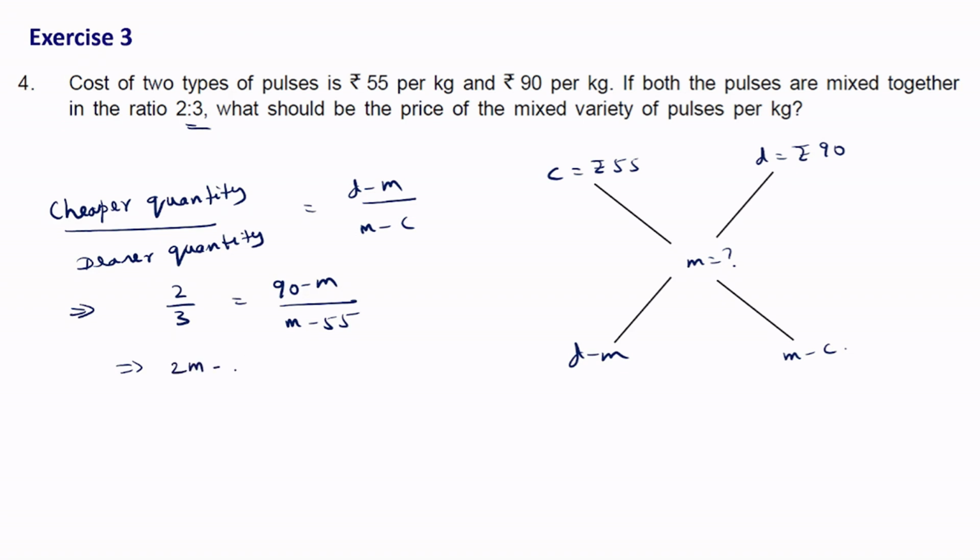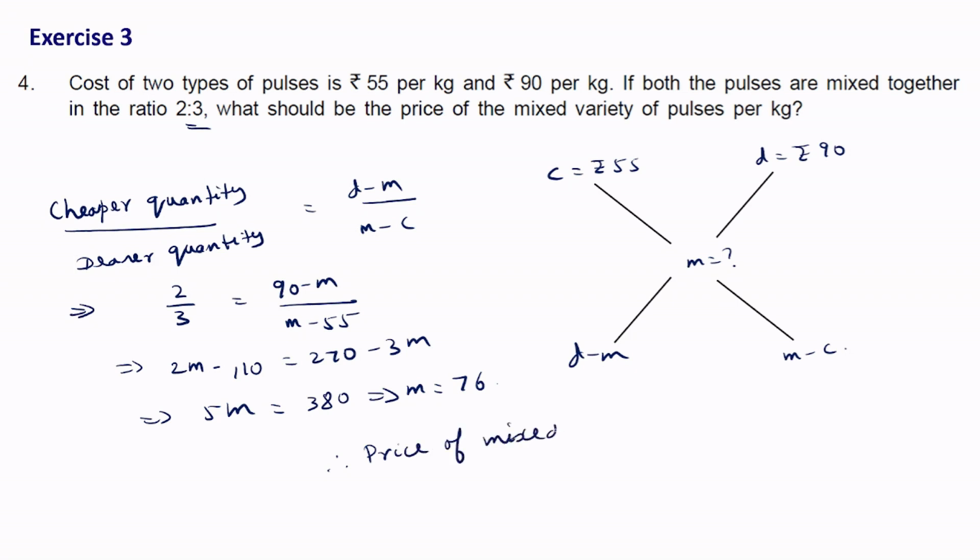2M minus 110 is equal to 270 minus 3M. So from this we get 5M equal to 270 plus 110, 380. So M is 76. Therefore, the price of the mixed variety is rupees 76 per kg. So this is the price of the mixed variety.